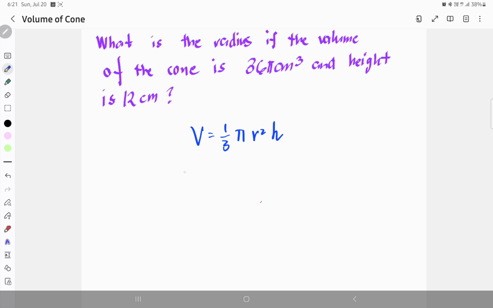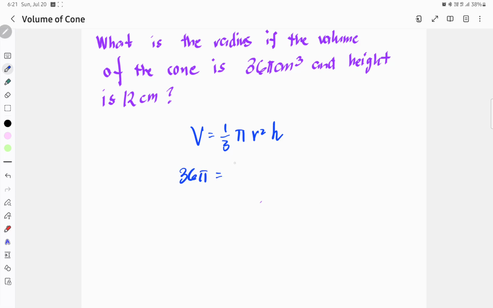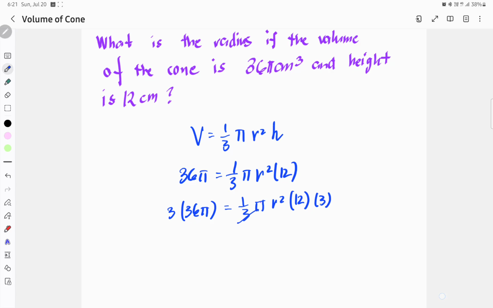Now working with that, volume is 36 pi, then 1/3 pi, and then r squared, we don't know that, and then we have now 12. First thing to do is to multiply 3 to both sides. But you can actually divide 3 by 12. However, what I did is to see this cancellation. So we have now 36 times 3. So we have now 108 pi is equal to 12 pi r squared.